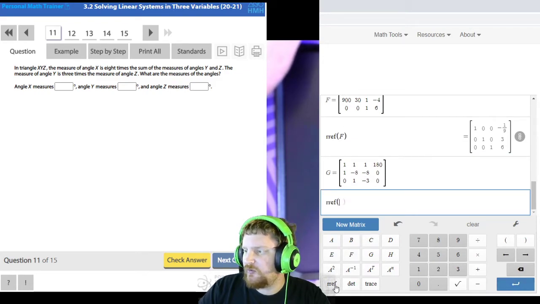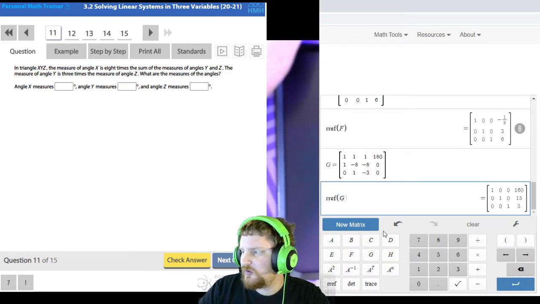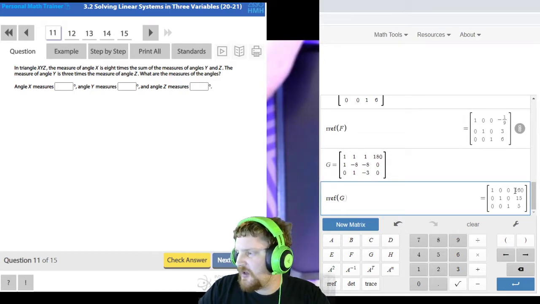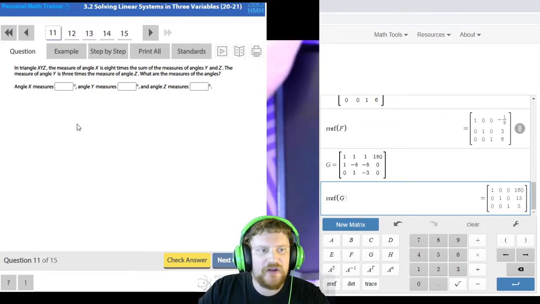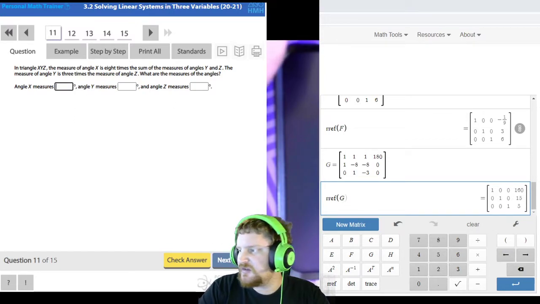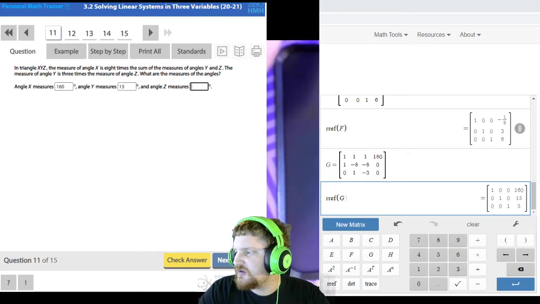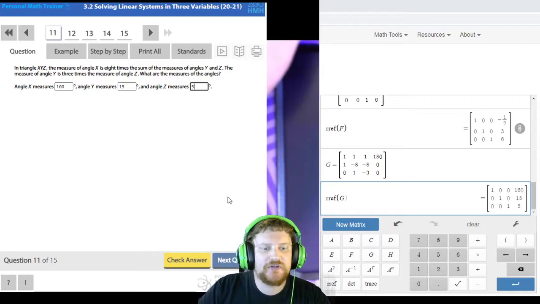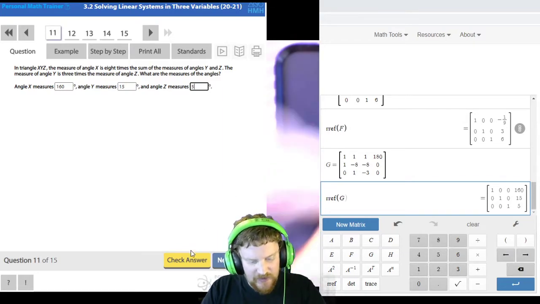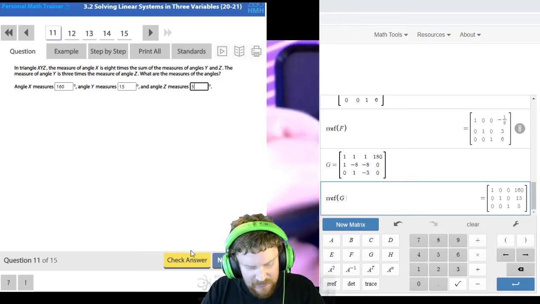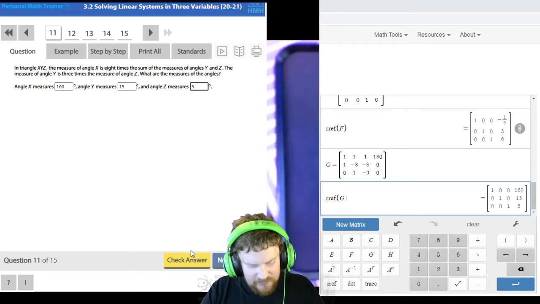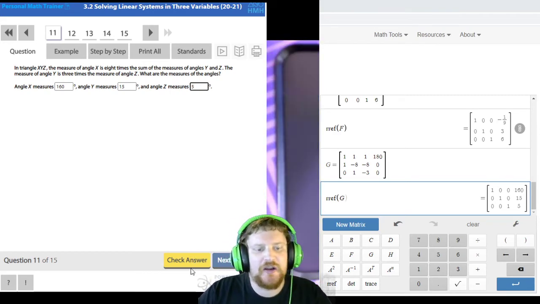I can row reduce echelon form this one, and it looks like my three angles are 160, 15, and 5. So x is 160 degrees, y is 15, z is 5 degrees. So this is actually a very, very wide, very steep triangle.